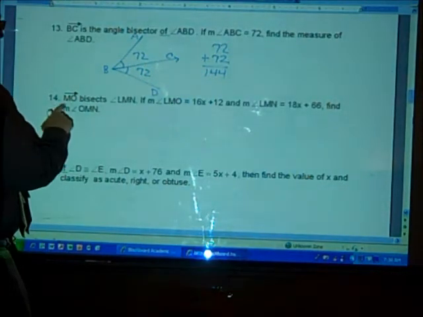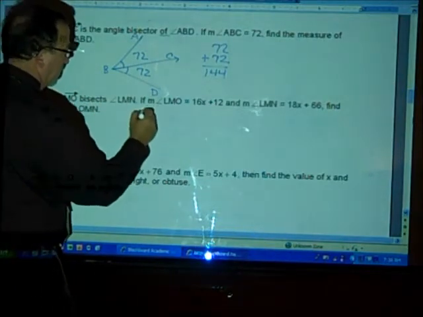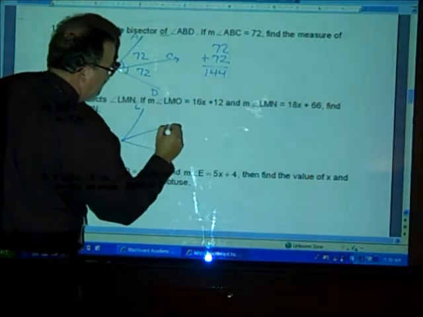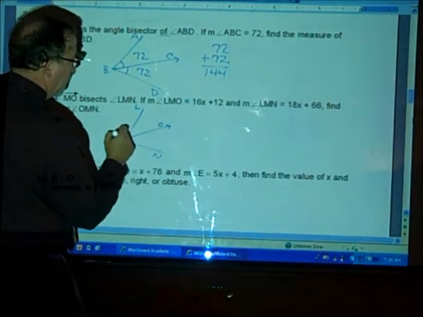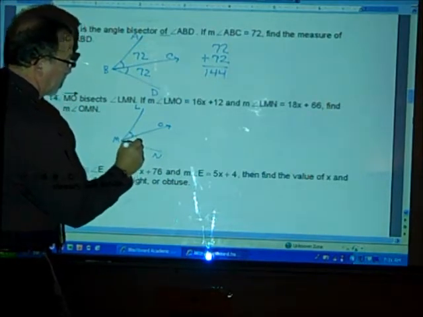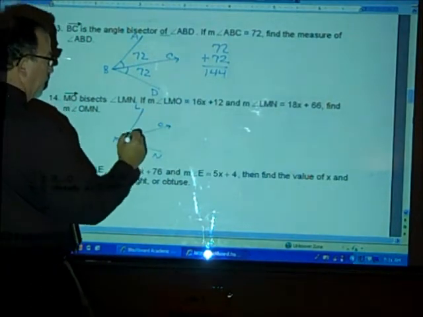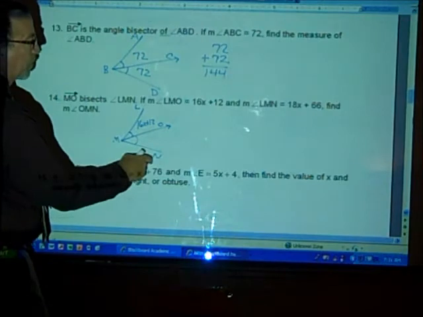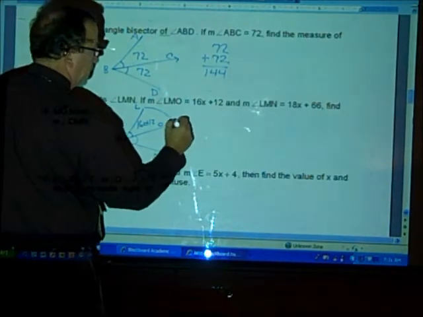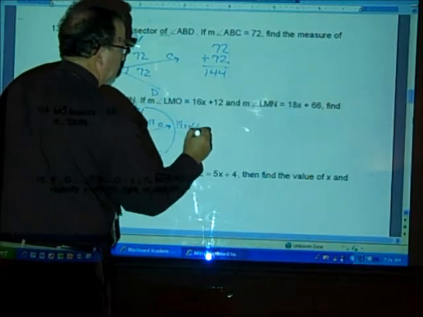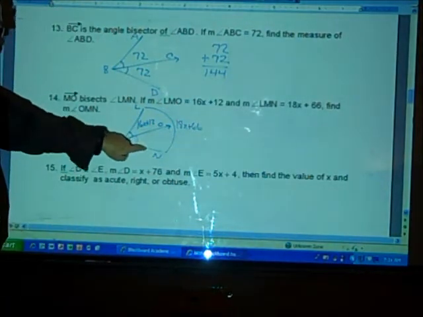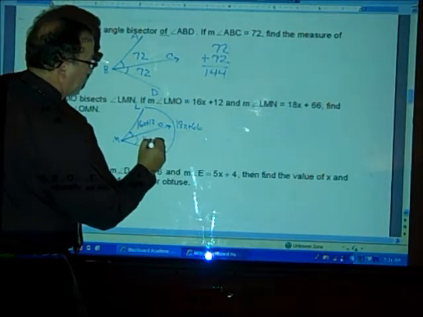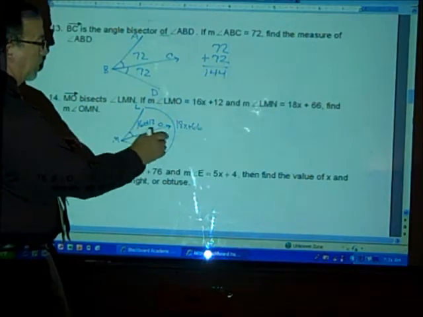Number 13, it says MO bisects LMN. So we're going to start the same way. L, M, N. MO goes between there. And it's a bisector, so we're going to mark those equal. LMO is 16x plus 12. LMN is the whole thing, 18x plus 66. We want to find the measure of this angle down here. Well, we know that this angle down here is the same, so we're going to put 16x plus 12 down here. Add these two together, it should equal that one.